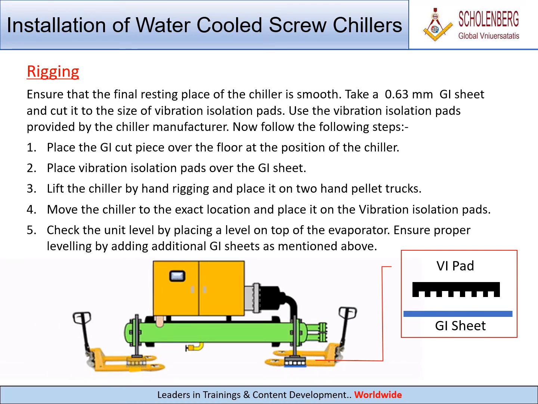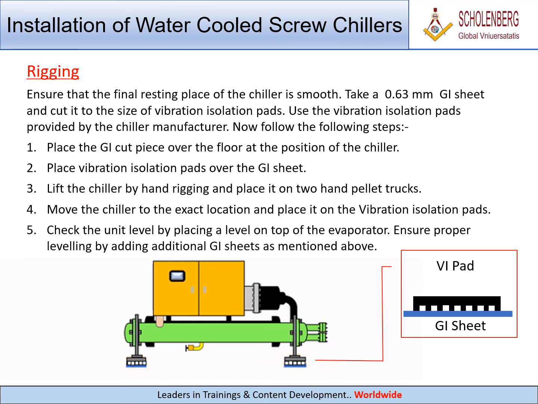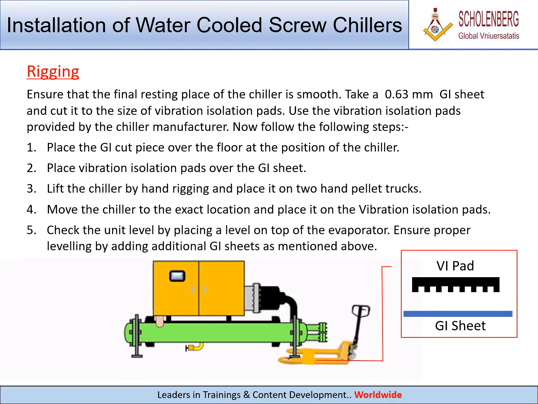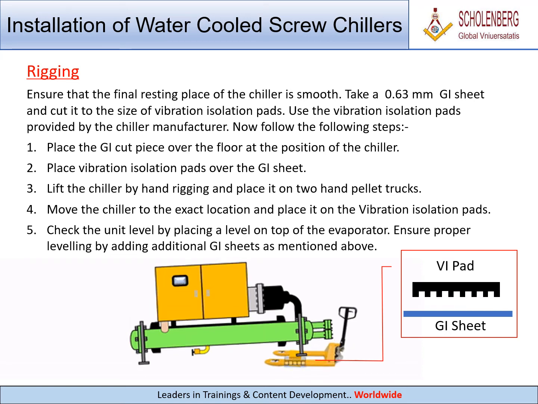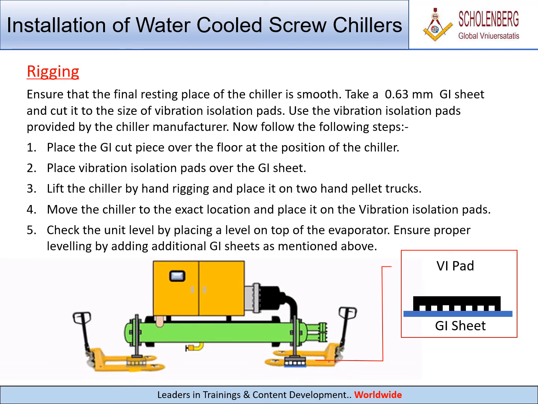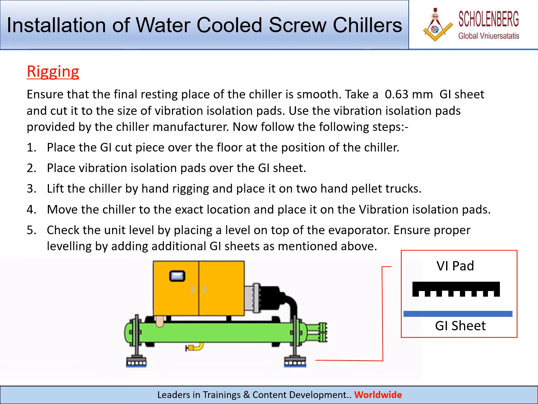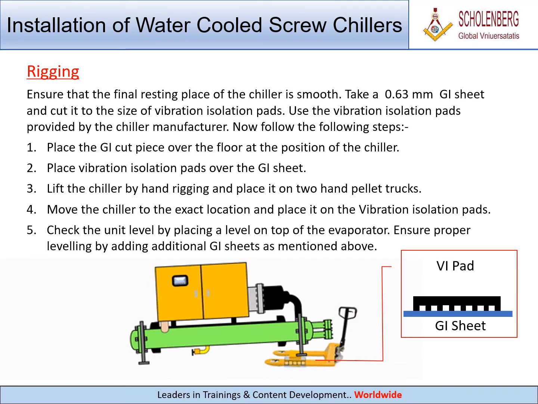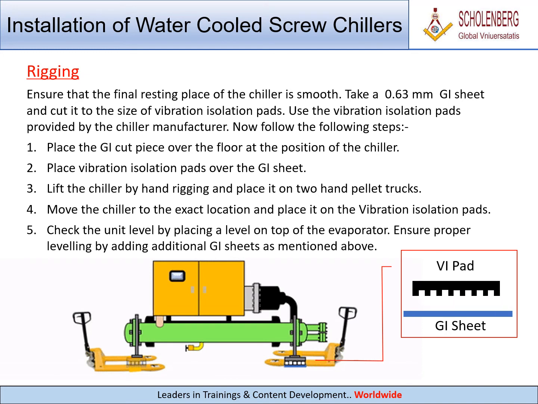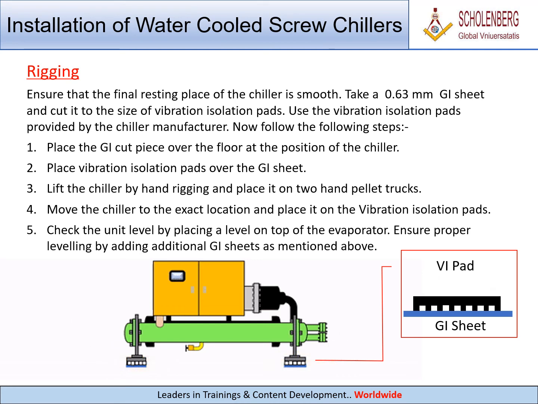1. Place the GI cut piece over the floor at the position of the chiller. 2. Place vibration isolation pads over the GI sheet. 3. Lift the chiller by hand rigging and place it on 2 hand pallet trucks. 4. Move the chiller to the exact location and place it on the vibration isolation pads. 5. Check the unit level by placing a level on top of the evaporator. Ensure proper leveling by adding additional GI sheets as mentioned above.